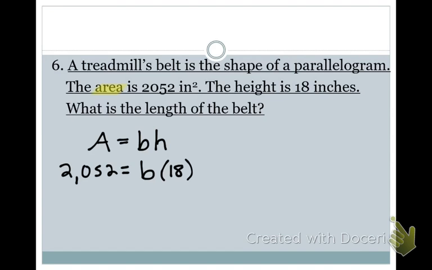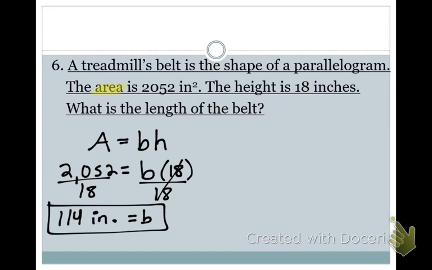How do I get B by itself? You divide by 18 on both sides. This cancels out, and my base is 114 inches. Should it be inches squared? No, because I'm not finding the area. All right, very good. And that's all you need to know about area of a parallelogram.